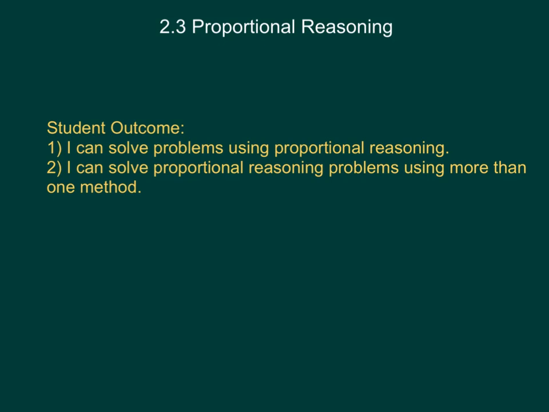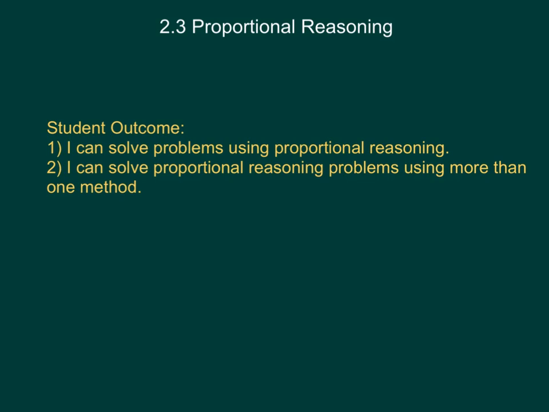Today we're looking at 2.3 proportional reasoning. So our two outcomes for today are: one, I can solve problems using proportional reasoning, and two, I can solve proportional reasoning problems using more than one method. So remember, by the end of this lesson, you want to be able to say those things. If you can't, you need to make sure you take a look at the lesson again or come see me tomorrow for help.